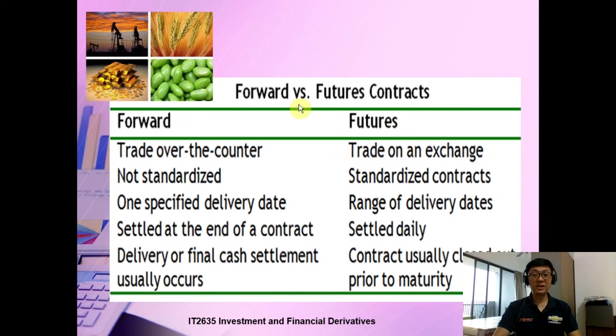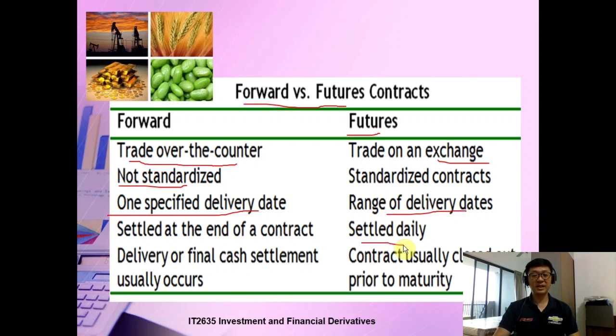Here is a simple summary table of the differences between forward and futures contracts. Very quickly: forward trades over the counter, futures on an exchange; forward non-standardized, futures standardized. Forwards have a range of delivery dates, while futures have only a fixed delivery date. So with futures you can bet on September oil price, October oil price, December oil price. There's quite a range of delivery dates you can choose from.